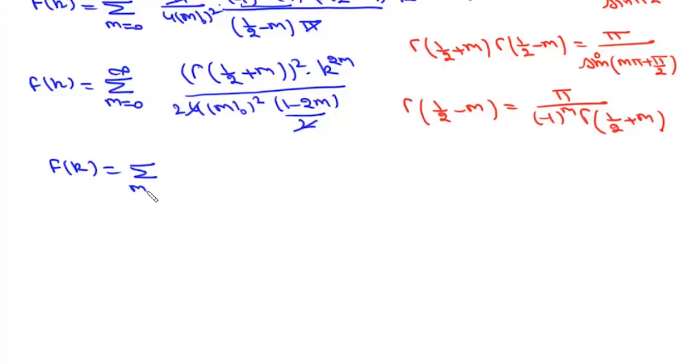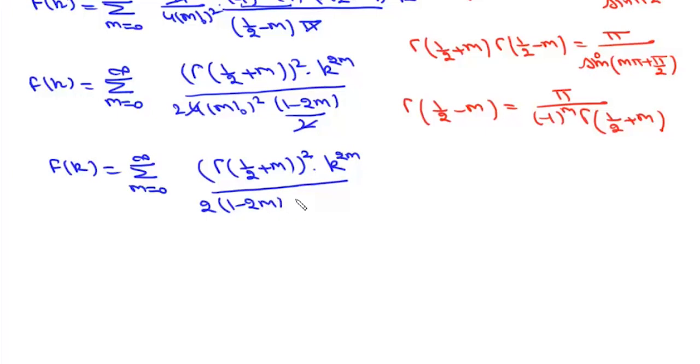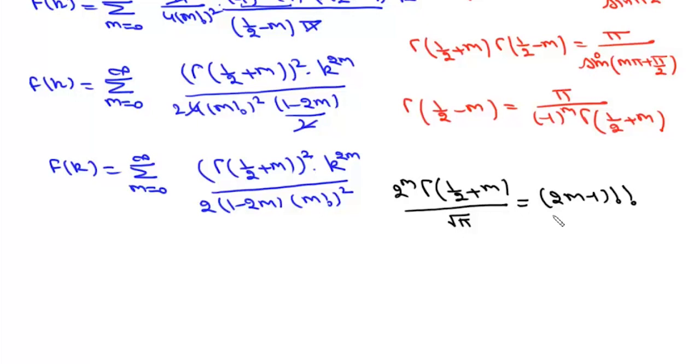this summation m varies from 0 to infinite, gamma half plus m whole square, k to the power 2m upon 2 into 1 minus 2m into factorial m square. Now here again we'll use a result from the gamma function, and we know that gamma 1 by 2 plus m into 2 to the power m upon under root pi is equal to double factorial 2m minus 1, where this double factorial is not factorial of factorial, but it is the product of all the odd numbers from 1 to 2m minus 1.